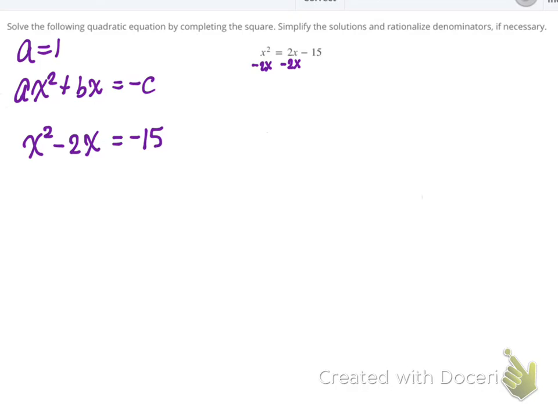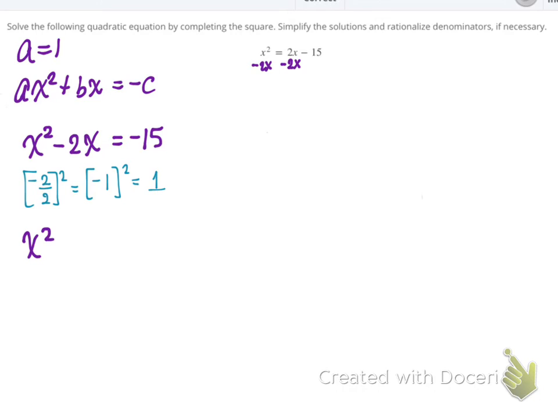Okay, now I have the proper form, so I can continue with my steps. Step 1. Take half of the middle term. That means divide the b by 2 and square it. This is going to give me -1, and when I square it, I'll get 1. And now I have to add this 1 to both sides.